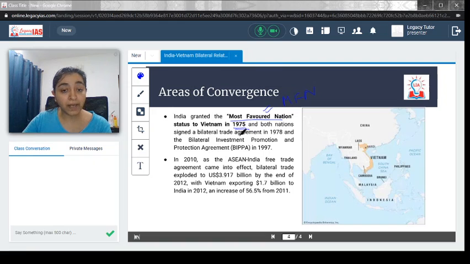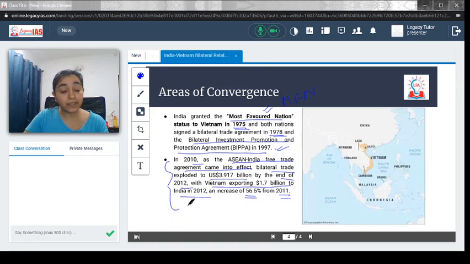Both nations signed a bilateral trade agreement in 1978 and a bilateral investment promotion and protection agreement in 1997. So these are the agreements signed bilaterally between India and Vietnam. Then in 2010, as the ASEAN-India Free Trade Agreement came into effect, bilateral trade exploded to around 3.917 million US dollars by the end of 2012, with Vietnam exporting 1.7 billion to India in 2012, an increase of 56.5 percent from 2011.